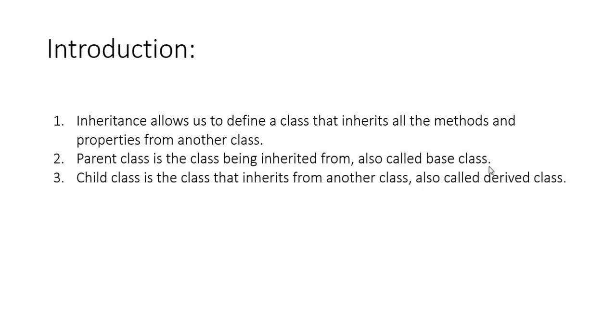There are two terms in this. One is parent class, from which the class is inherited. It is also called the base class. Second is child class, that is inherited from another class. Means there is class A and we derived another class B from it. Then class B will be child class and class A will be called parent class.